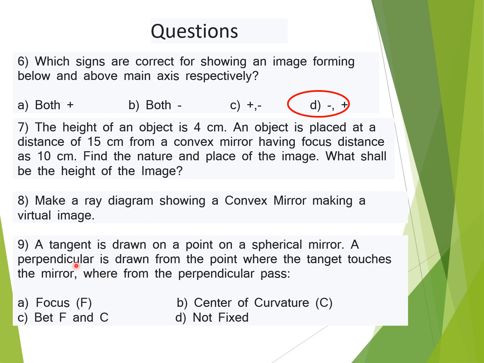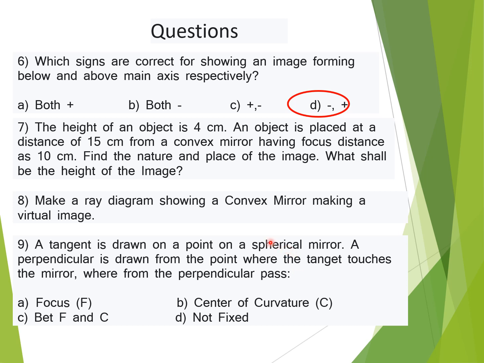The next question is, a tangent is drawn on a point on a spherical mirror. A perpendicular is drawn from the point where the tangent touches the mirror. Where does the perpendicular pass through? Very important.